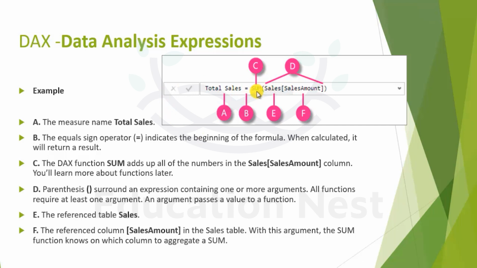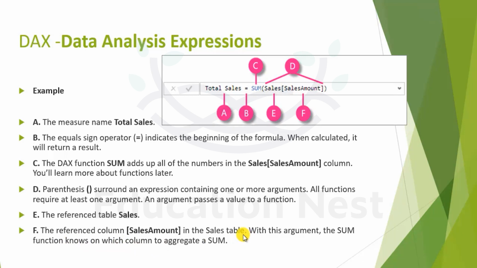SUM is highlighted in blue, if you look over here, because it is an inbuilt function given by Microsoft and Power BI. The reference table is the Sales table. So from the Power BI relationships and the tables you've imported, it's the Sales table we are referring to, and the column name within that Sales table is Sales Amount. With this argument, the SUM function knows on which column to aggregate the sum.